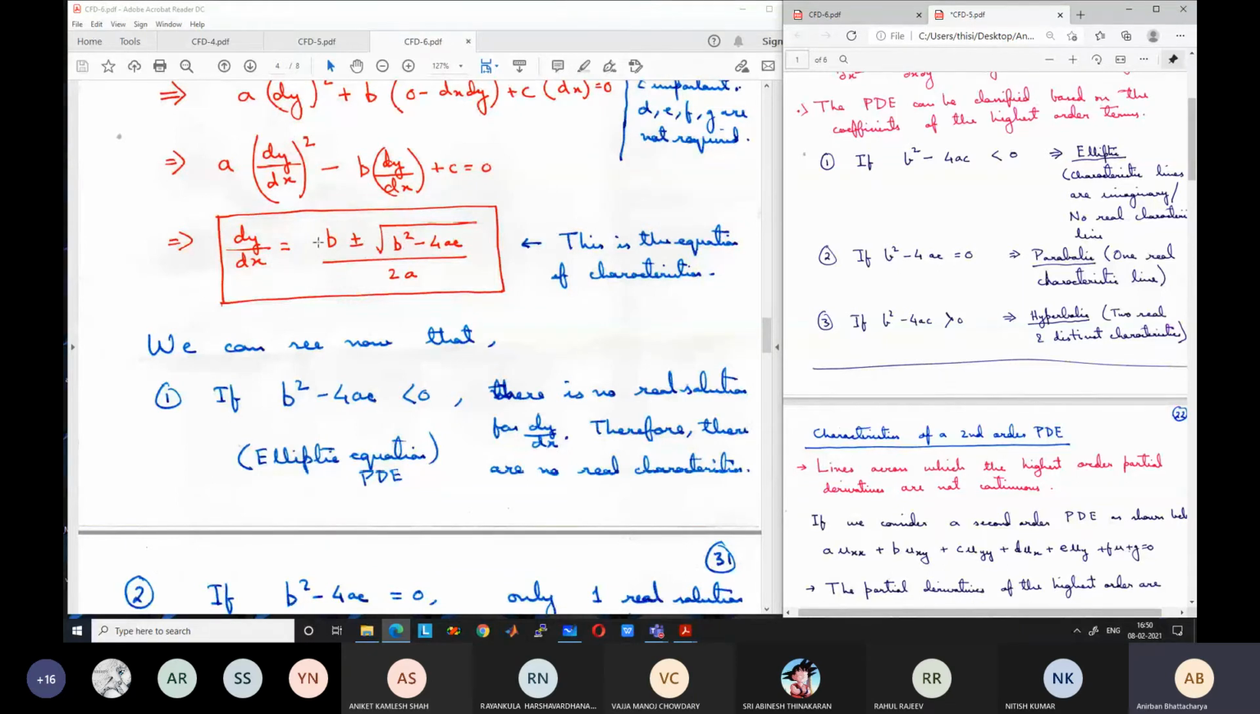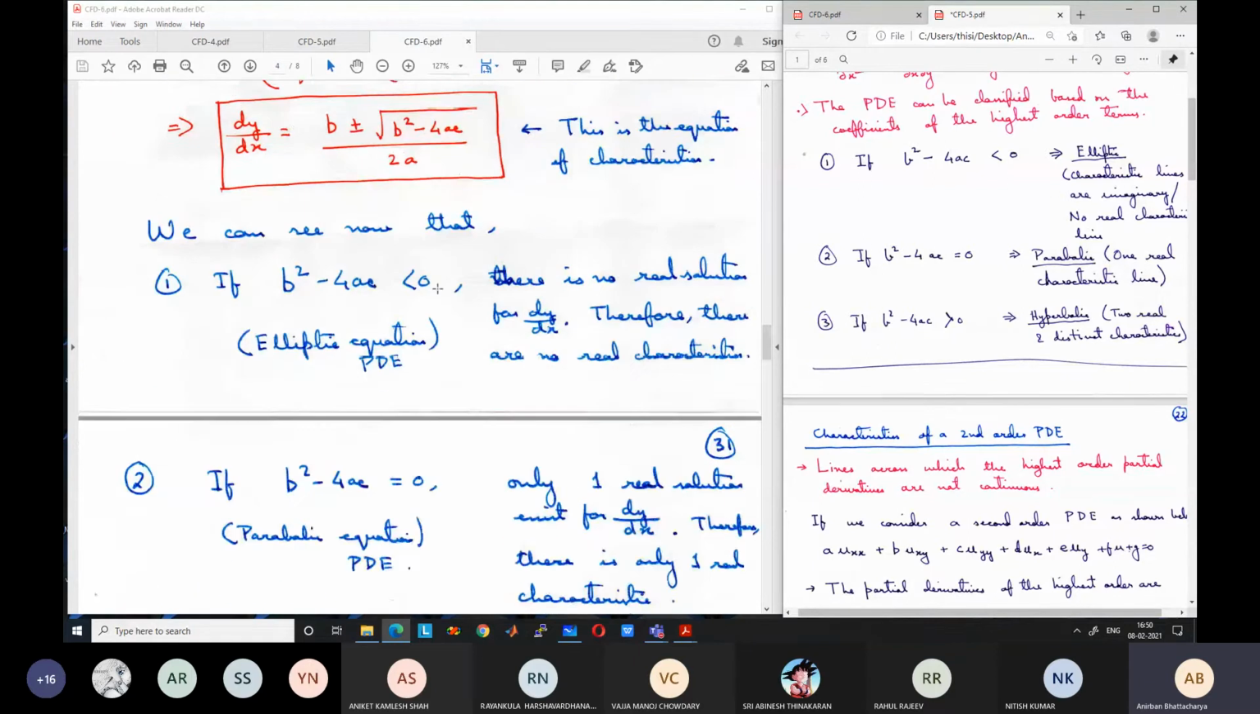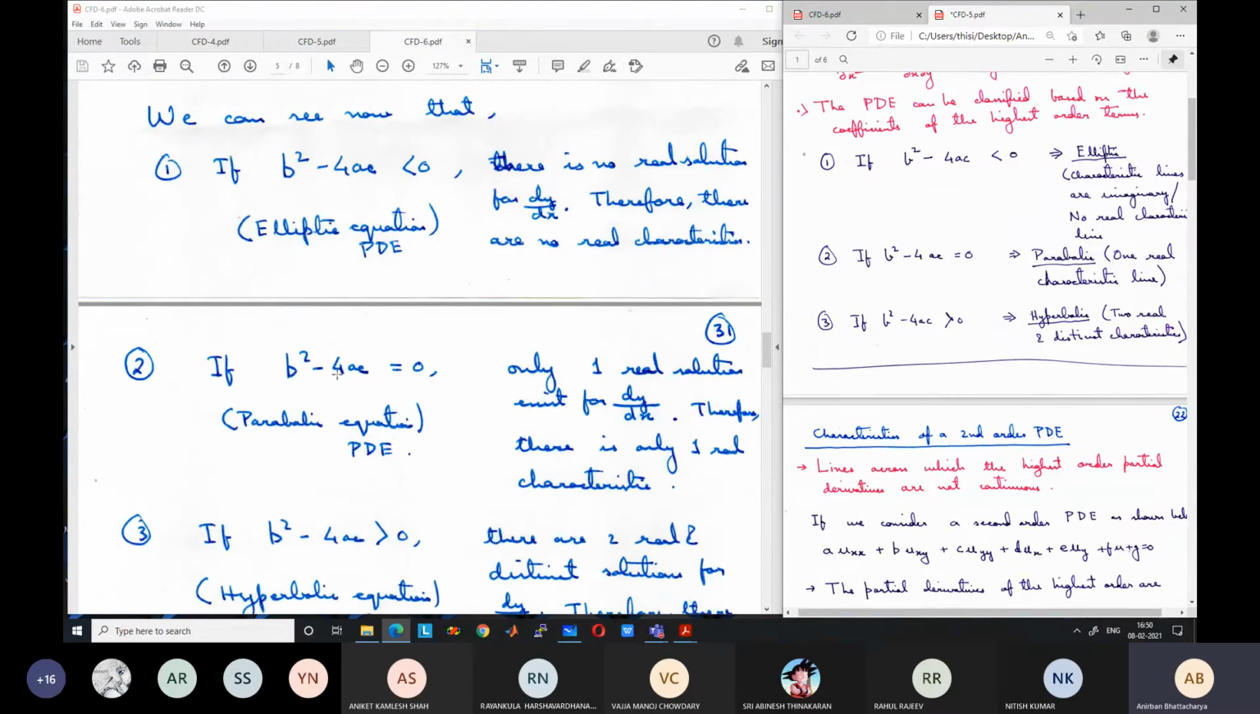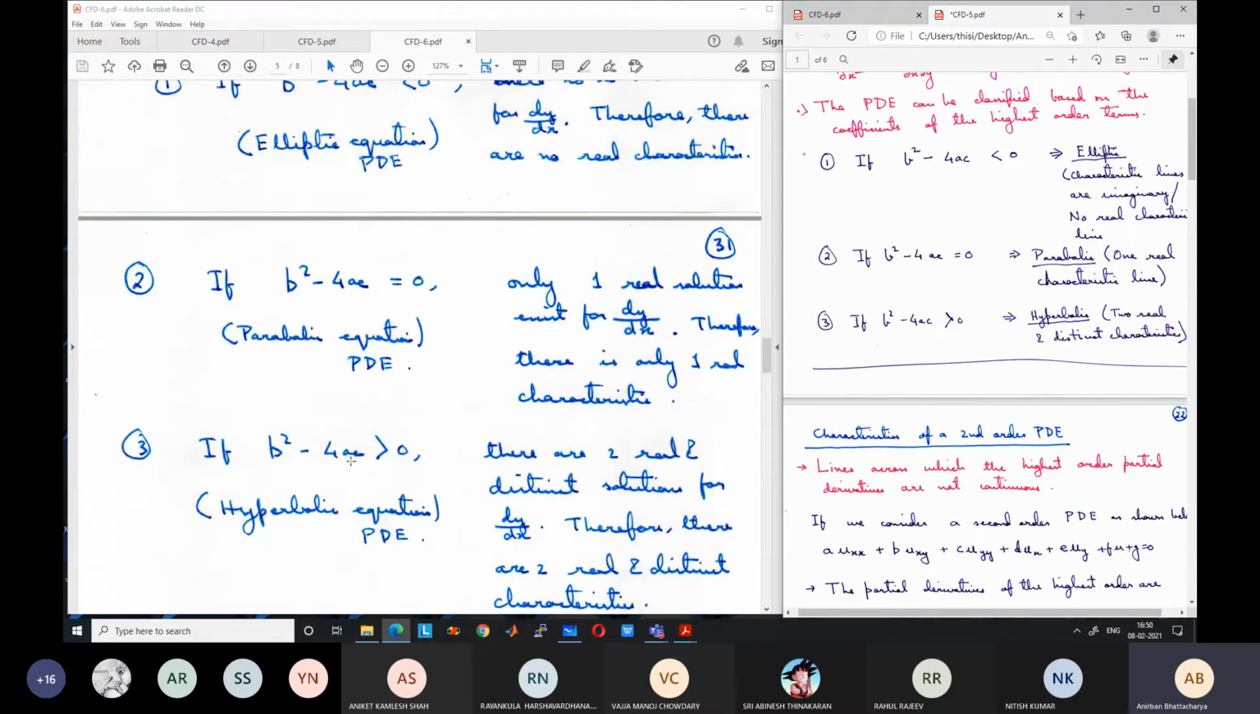Now, if b square minus 4ac is positive, this root term also is a positive term. So now we will have two solutions: b plus root over b square minus 4ac, or b minus root over b square minus 4ac, by 2a. So you will have two equations for dy/dx, one with the positive sign, one with the negative sign. So in this case, if b square minus 4ac is greater than 0, there are two real and distinct solutions for dy/dx. Therefore, there are two real and distinct characteristics.